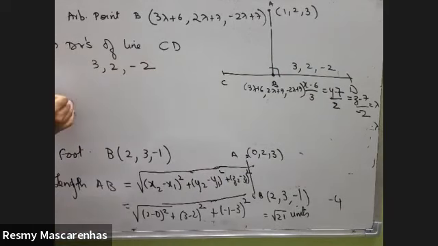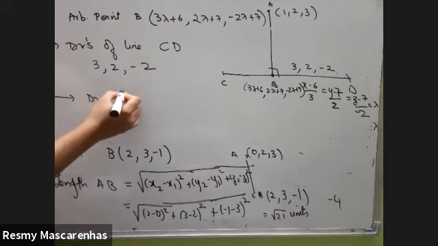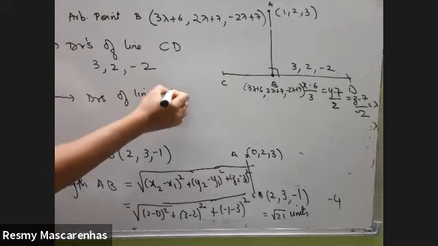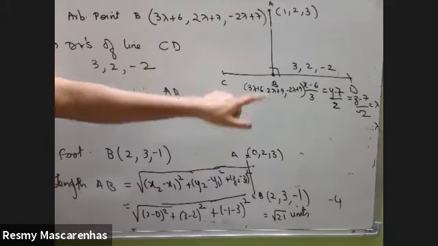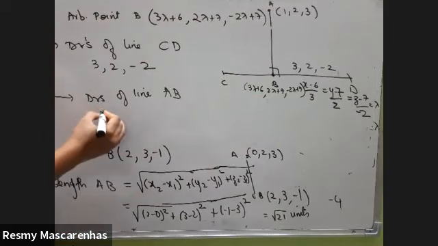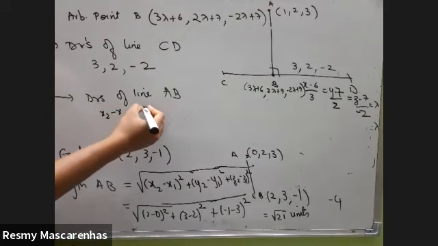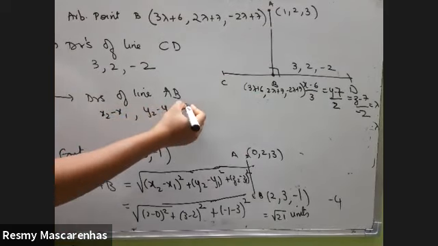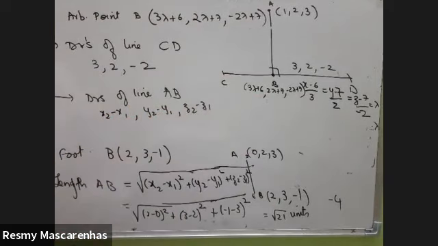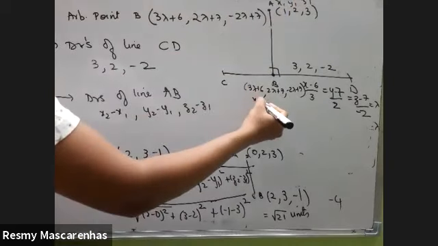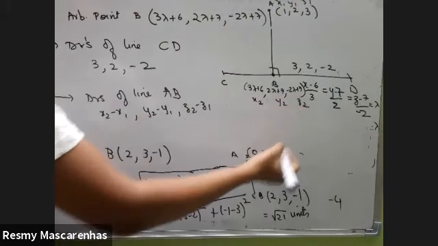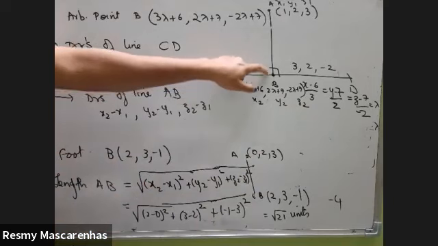Now you have to find direction ratios of line AB. There are no Cartesian equations. I told you, 2 points you know. So the concept goes as x2 minus x1, y2 minus y1, z2 minus z1. This is always x1, y1, z1, x2, y2, z2. So second point minus this.